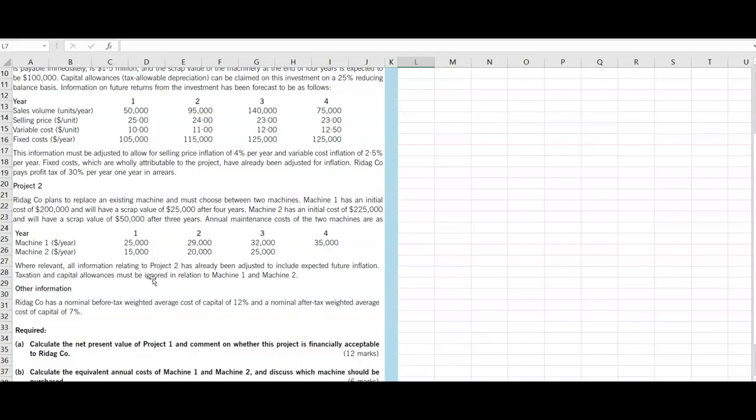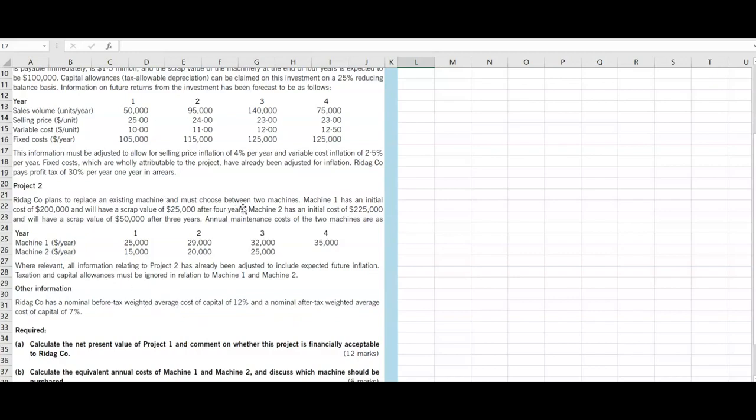Taxation and capital allowances must be ignored in relation to machine 1 and machine 2. So there's no taxation or tax allowable depreciation benefit to be calculated. Other information is that Ridaco has a nominal before tax weighted average cost of 12% and a nominal after tax weighted cost of 7%. So which one should we take?